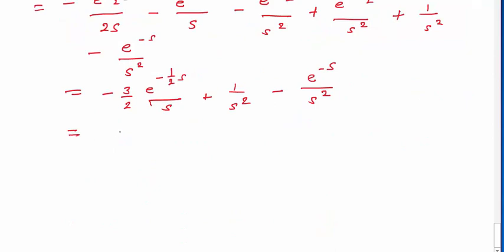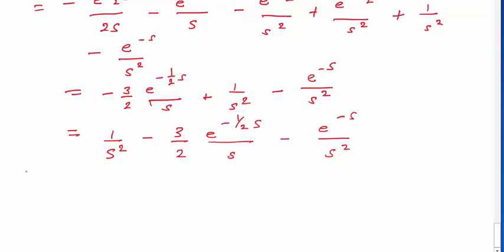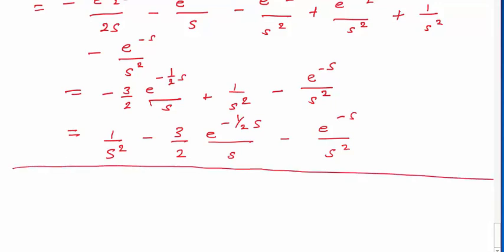This is equal to, I will write this first, 1 upon s square, then minus 3 divided by 2 e power minus half s upon s minus e power minus s upon s square. So first problem done. This is Laplace of f of t for the first problem.